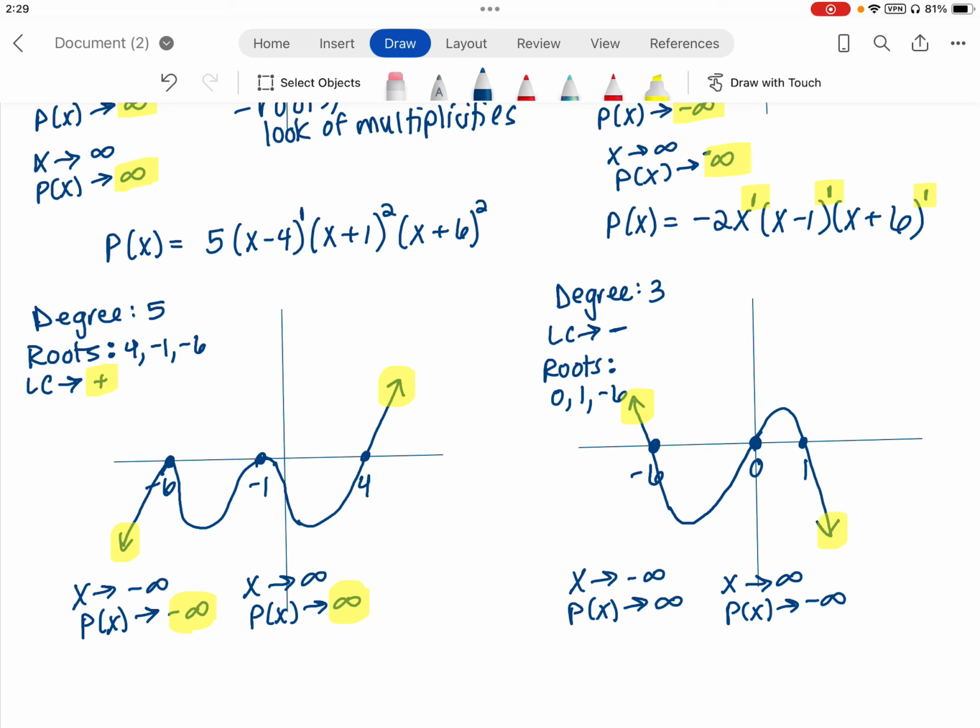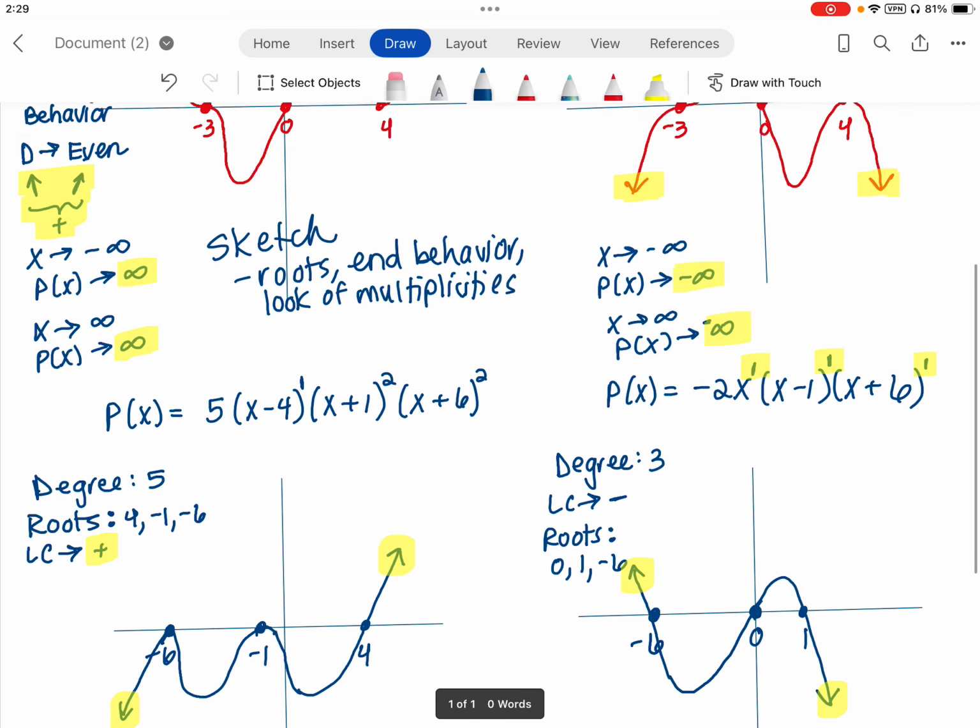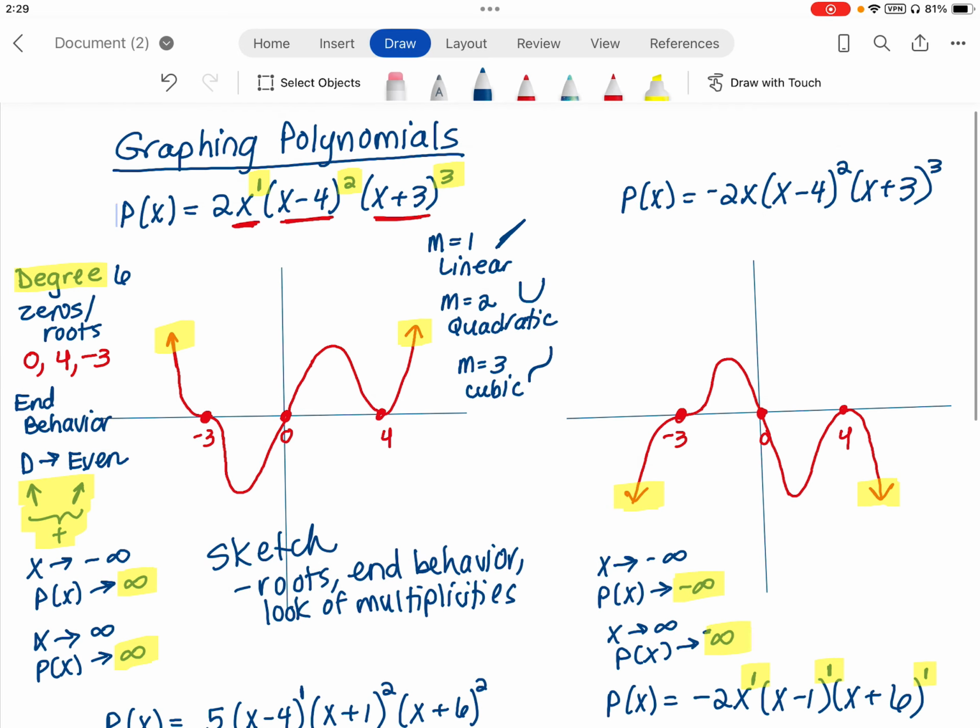Okay, so here are a few examples of different degrees. Remember, if your degree is even or odd, that tells you how your end behavior is going to go. And then your leading coefficient helps you to narrow that down even more, whether that's positive or negative. And then you want to always think about your roots and your multiplicities, and then you need to put all that together to get a sketch.